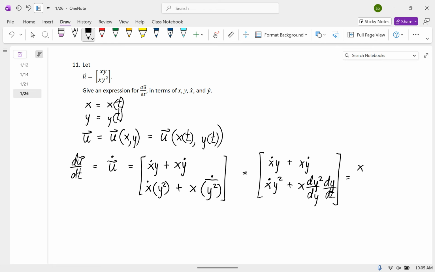And then now I can do the last step and go x dot y plus x y dot. And then for the y component, x dot y squared plus x times what's the derivative of y squared with respect to y? 2y. And so I'll write this as, I'll pull the 2 out to the front. So we have 2x y dy dt is y dot. And so there's the final answer.